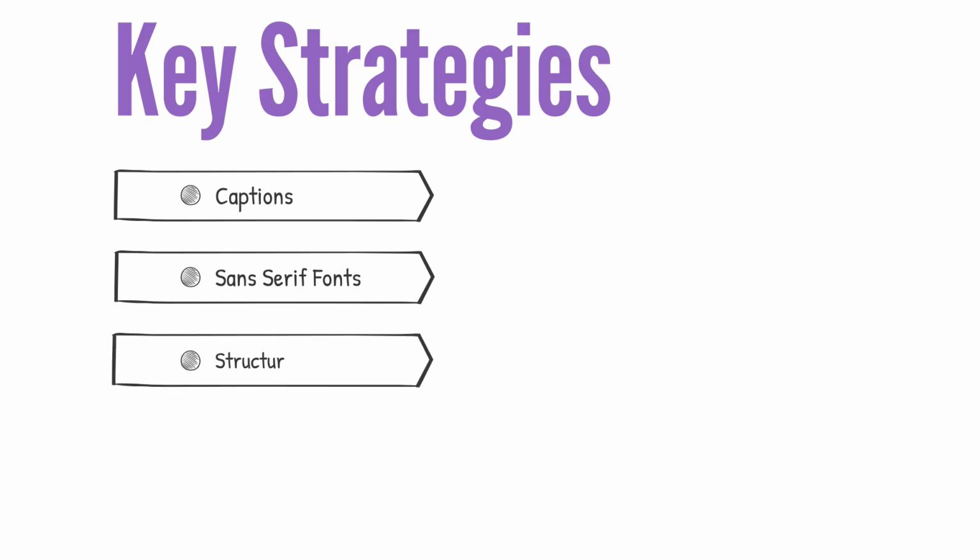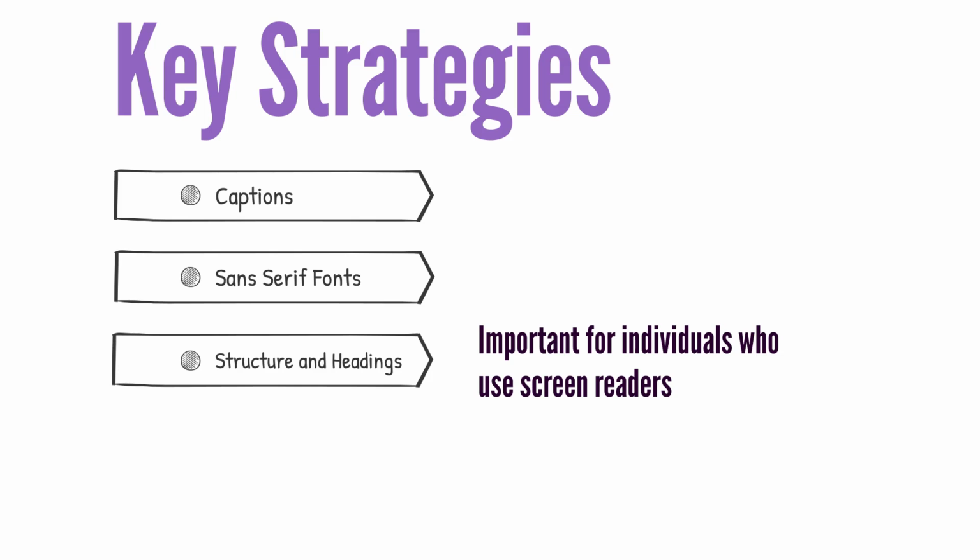Include structure and headings in your written materials, and be sure to use a font size of at least 12 to improve accessibility and readability, and make the content easier to navigate. This is especially important for individuals who use screen readers. Screen readers allow users to navigate websites and documents based on headings and sections.